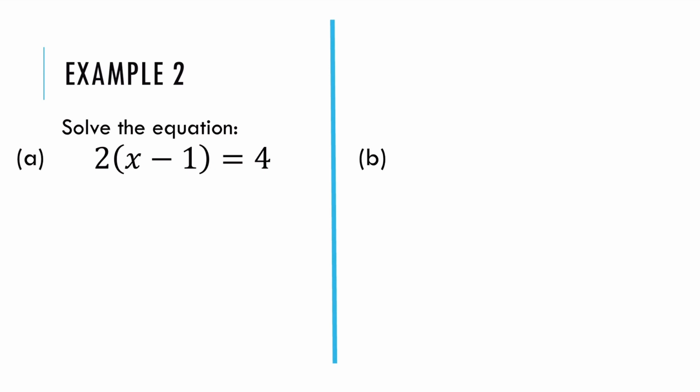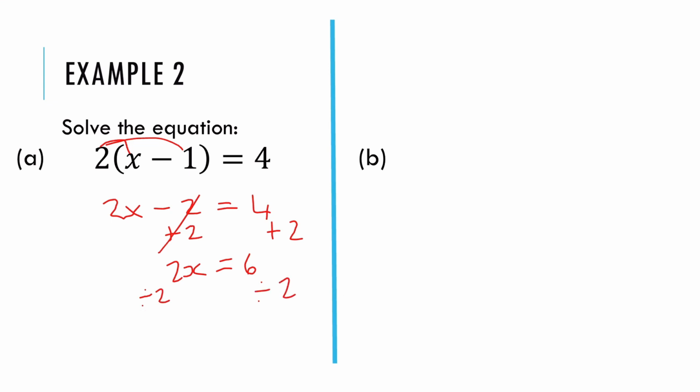Okay, example 2, same idea. I'm going to begin by multiplying throughout by 2. 2 times x is 2x. 2 times negative 1 is negative 2, equals 4. The opposite of subtracting 2 is adding 2, so I'm going to add 2 to either side. That leaves me with 2x on the left-hand side, equals 4 plus 2 is 6. The opposite of multiplying by 2 is dividing by 2, which leaves me with x equals 6 divided by 2 is 3.